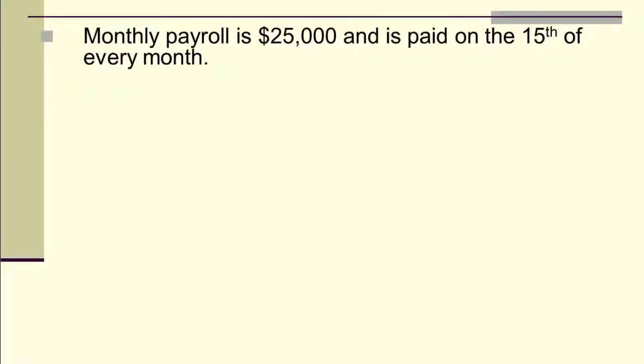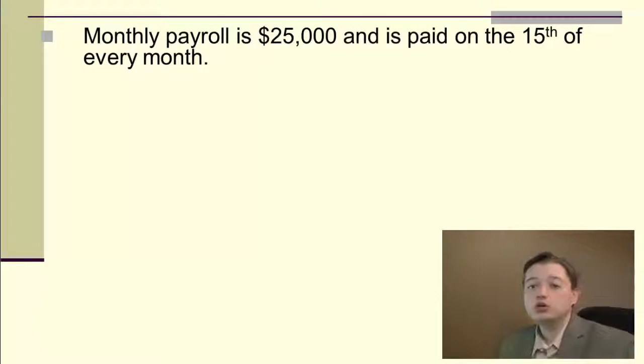In this case, monthly payroll is $25,000. It's paid on the 15th every month. So again, the first question is, do we need an adjusting entry? And the answer is yes. These people have worked for 2 weeks for us, from December 15th when they got their last paycheck to December 31st, the end of December. We owe them that 2 weeks.